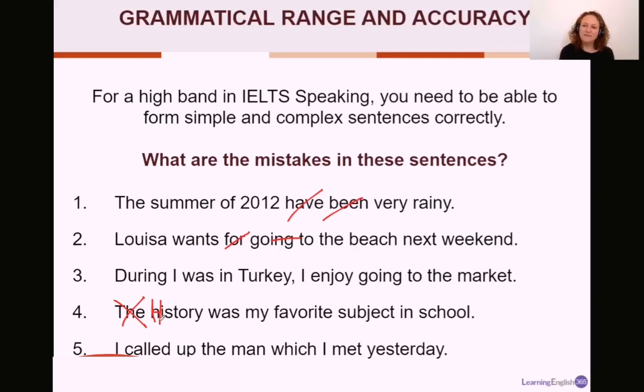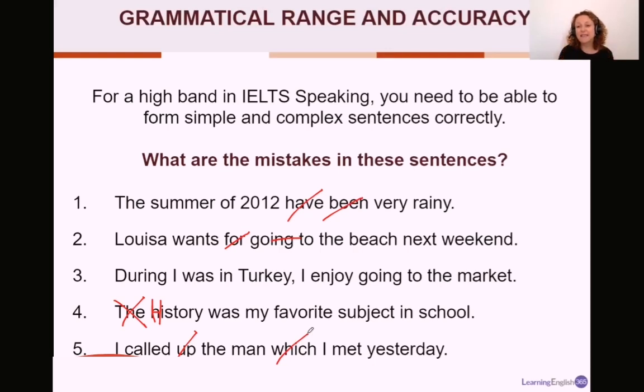And number 5. You could simply say, I called the man I met yesterday. I called up the man, maybe. It's not "which". If you were going to put a relative pronoun there, you'd use "who". I called up the man who I met yesterday. But in all honesty, in speech, you probably would just say, I called the man I met yesterday.